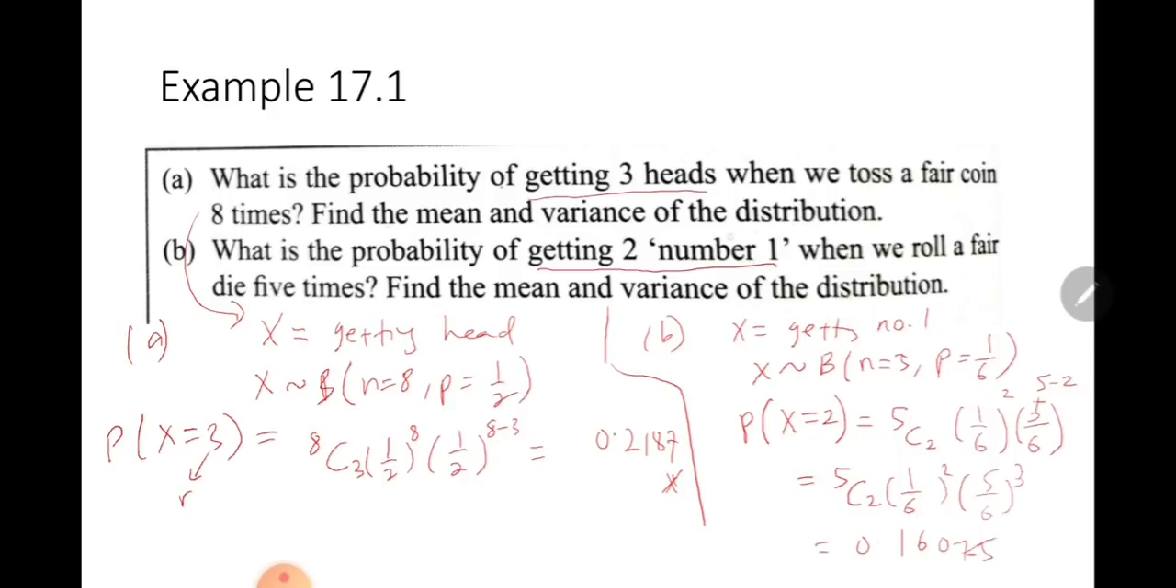Now, find the mean and variance of the distribution. If you want to find the mean, the mean is np, so that will be 8 times half, which is 4. The variance will be npq, so that's 8 times half times half, and you get 2.